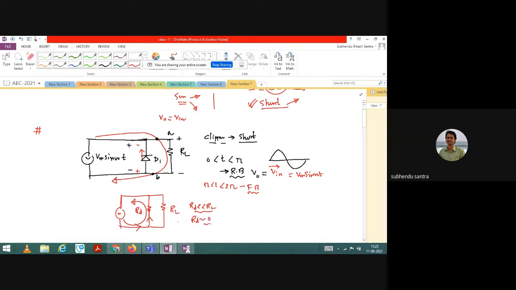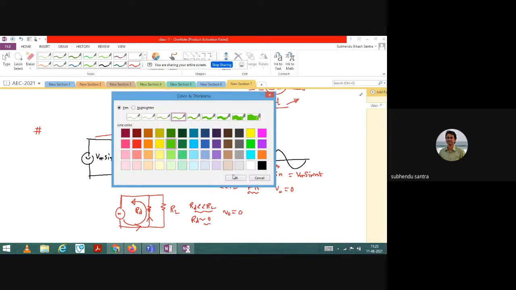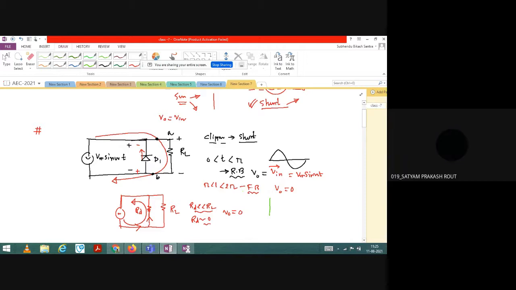So therefore, what will be V0? V0 will be zero, simple. So here I can write V0 equals 0. Now if you draw in the same graph, what will be the output characteristics of this condition? The negative part will be removed. The positive part you will have in the output, but the negative part you will not have. Again, you have a positive half, and after that, the negative half you will not get.